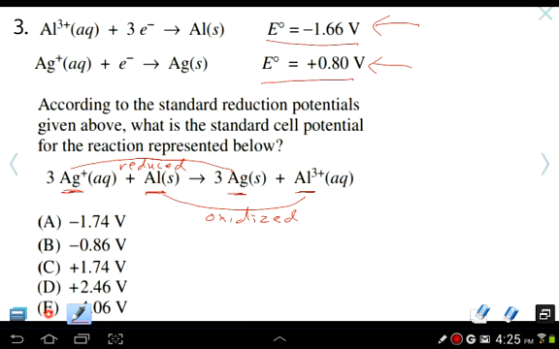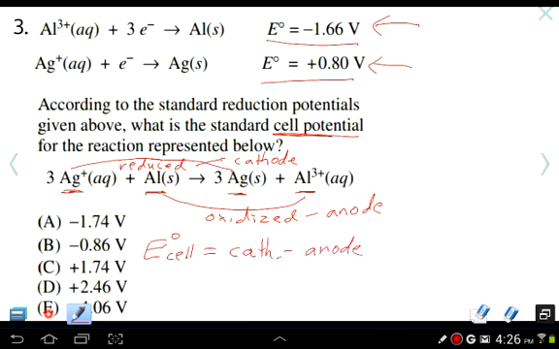So recall that oxidation happens at the anode and reduction happens at the cathode. Now, in order to find out the voltage, the cell potential of the whole cell, remember there was an equation that said: E of the cell, the cell potential or the voltage of the cell, is equal to the cathode minus the anode.